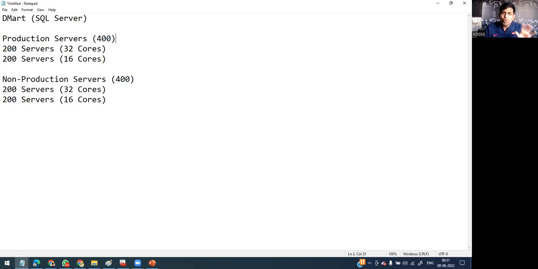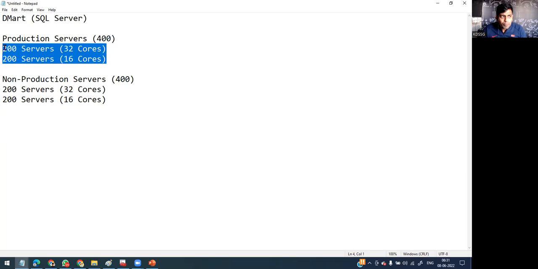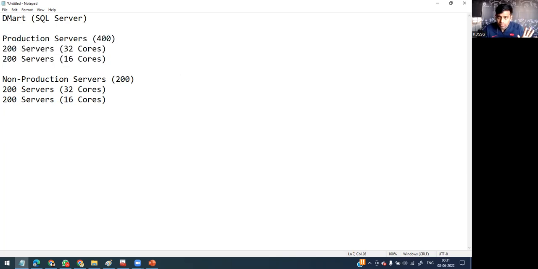But there is no rule. If you have 400 production, non-production can also be 200. There is no rule that it should be an exact match. Am I clear, sir? No rule that it should be an exact match. So anyway, total, how many servers does the company have, sir? 800 servers.